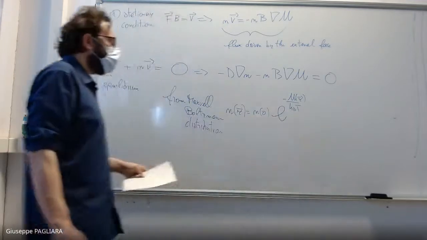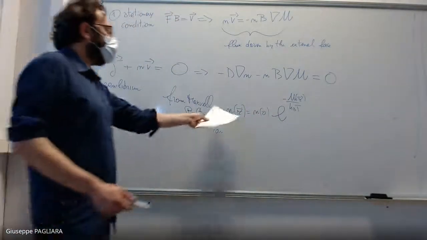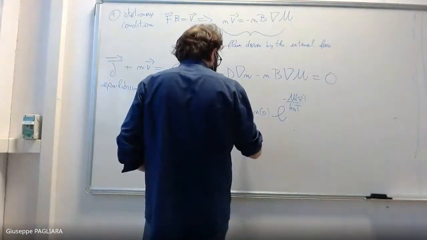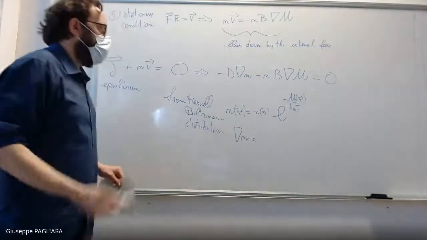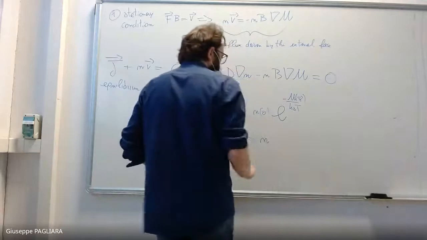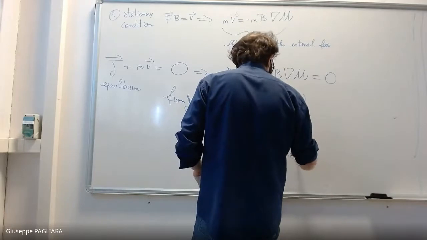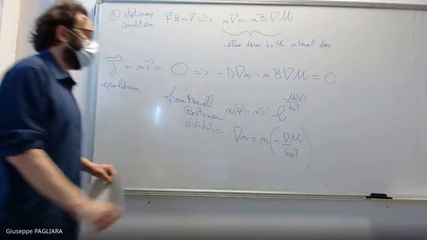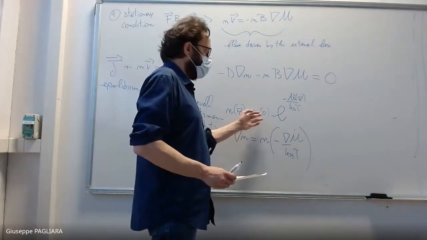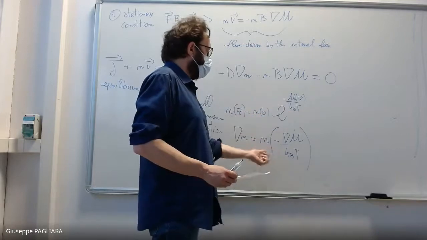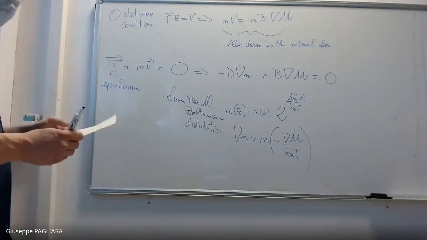Okay. So then I can now compute the gradient of n from this formula, because the gradient of n is equal to this quantity, which is just n itself, times minus the gradient of u divided by kBT. So I do the gradient of this quantity, I have the same factor, the exponential, which is just n, and then the gradient of u divided by kBT.